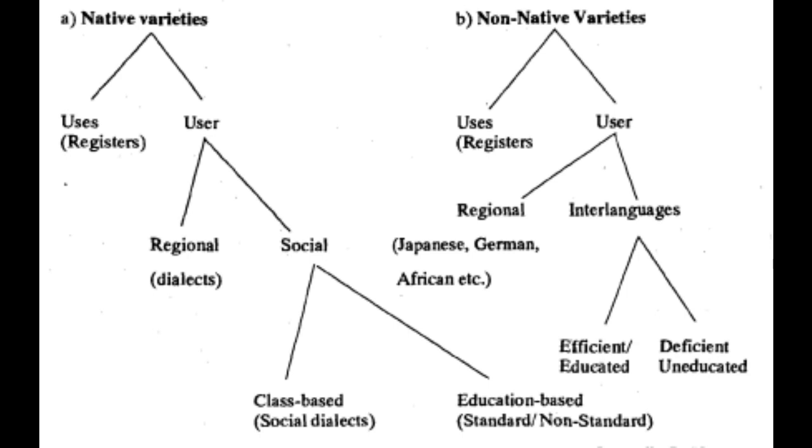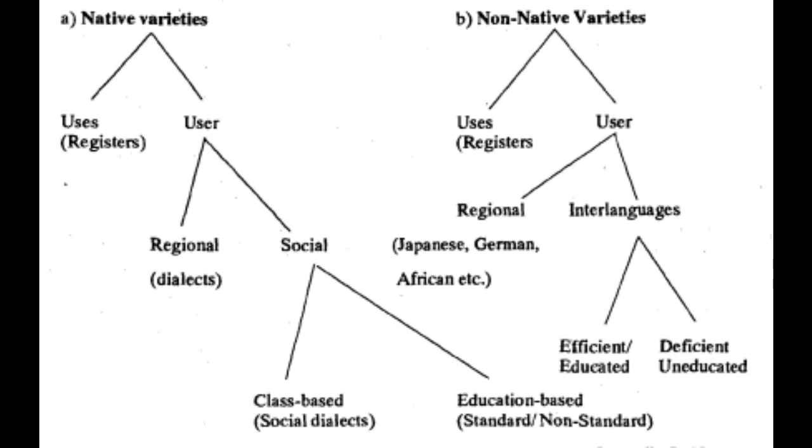The following two diagrams would, it is hoped, make the distinction between native and non-native varieties abundantly clear. 1.4 English as a foreign and as a second language. From your reading of 1.3, it must have become clear that globally English is perhaps one of the most widely learned and used languages. People in different parts of the world learn and use English.